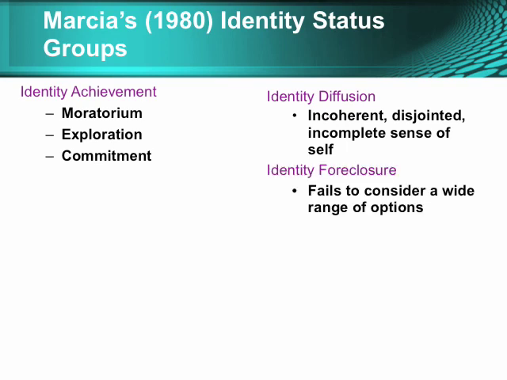Another less desirable outcome is identity foreclosure. In other words, the individual who fails to consider a wide range of options and just maybe takes on the beliefs and values of their parents without much exploration. So they commit, but they don't explore. This would be identity foreclosure. And then moratorium refers to an acute stage of crisis that is required in order to promote reflection. So one could actually become stuck in the stage of moratorium.